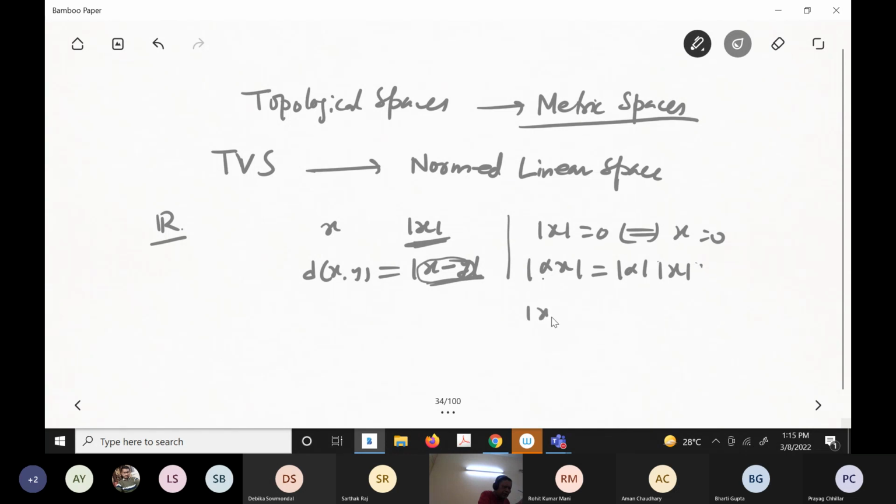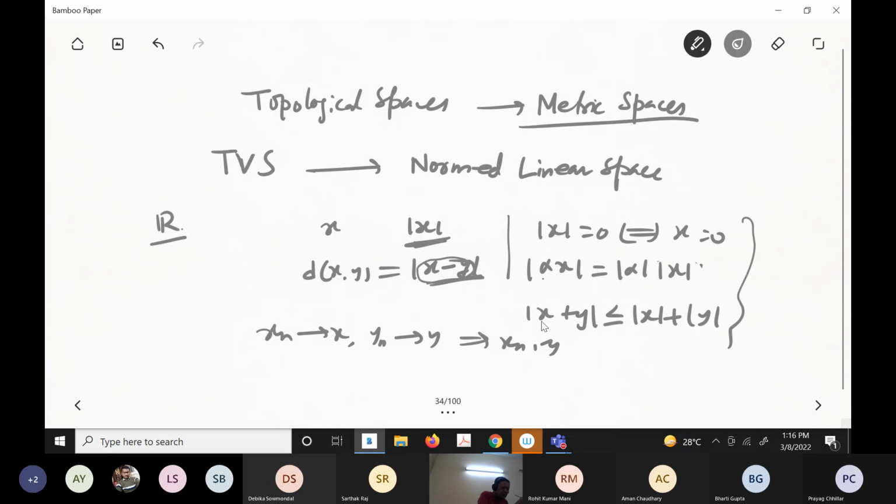And you have this so-called triangle inequality. In fact, in order to define the metric topology, you needed only these three things, nothing else. And that tells you that here the vector addition and scalar multiplication are continuous. That means if xn goes to x, yn goes to y, implies xn plus yn goes to x plus y. You have used triangle inequality here.